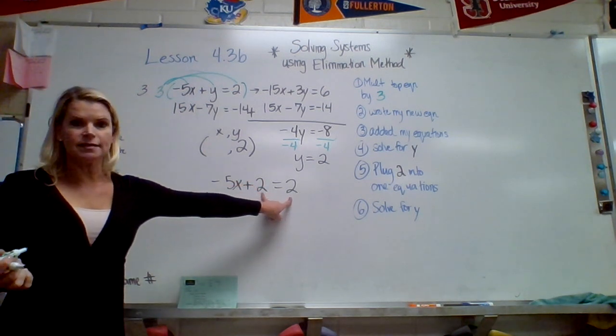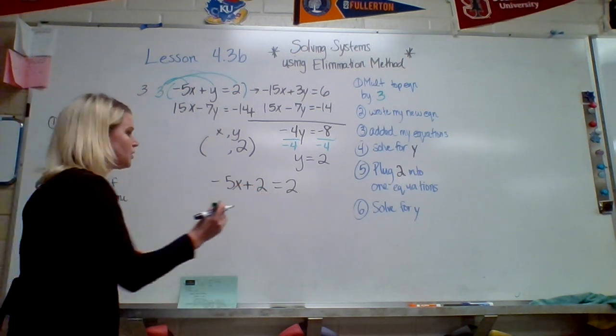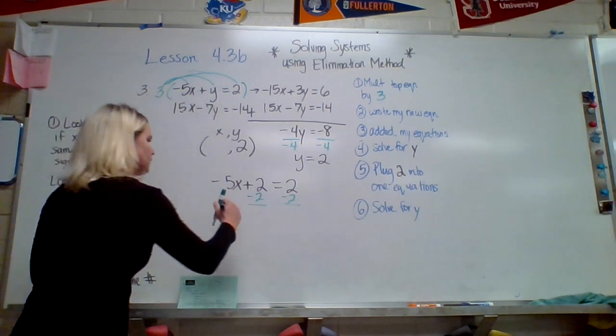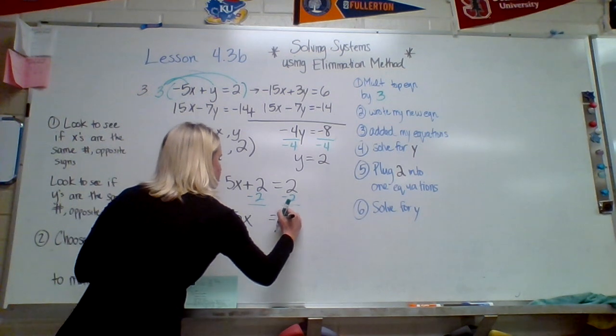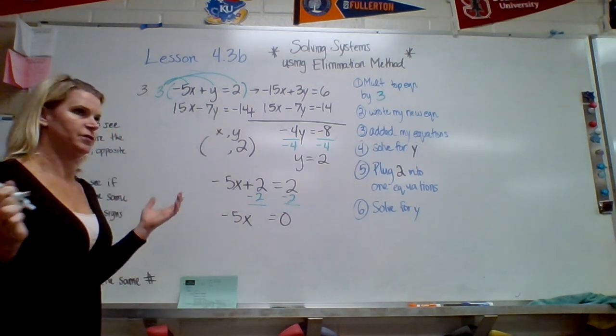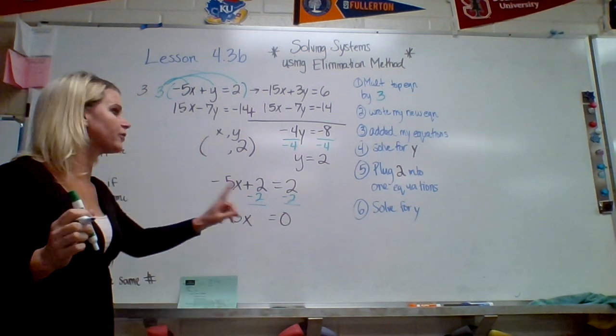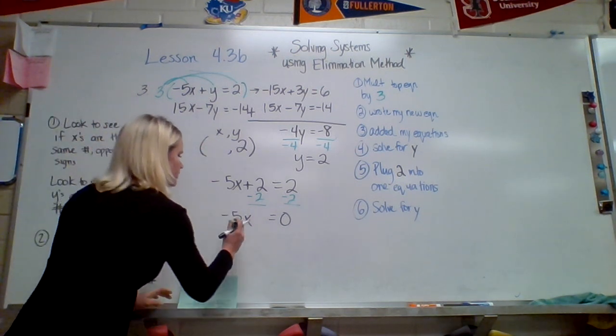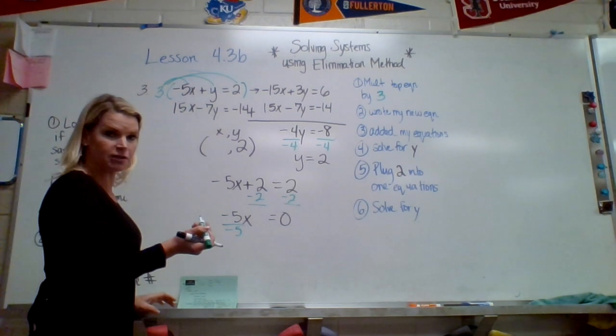These two are the constants. They're the like terms. They go together first. So I'm going to subtract 2 from both sides. And I'll have negative 5x equals 0. Fine. So now I'm actually solving for x. I don't know what my x is. And divide by negative 5. Is that what you thought to do?